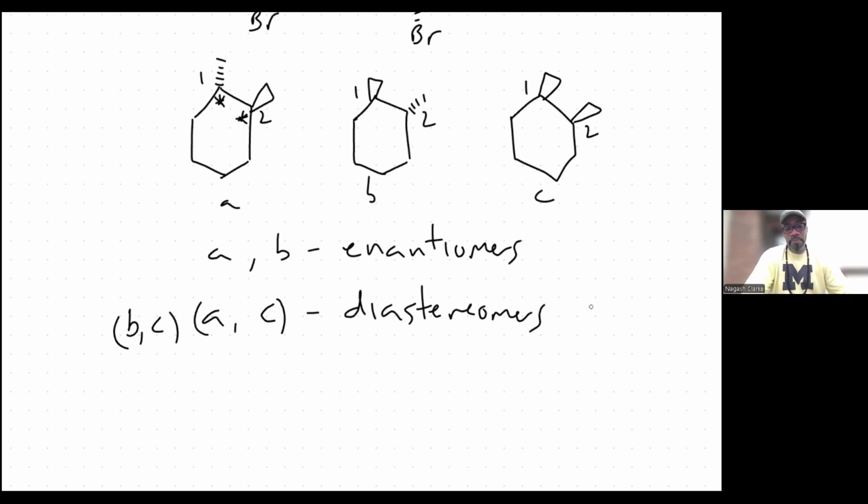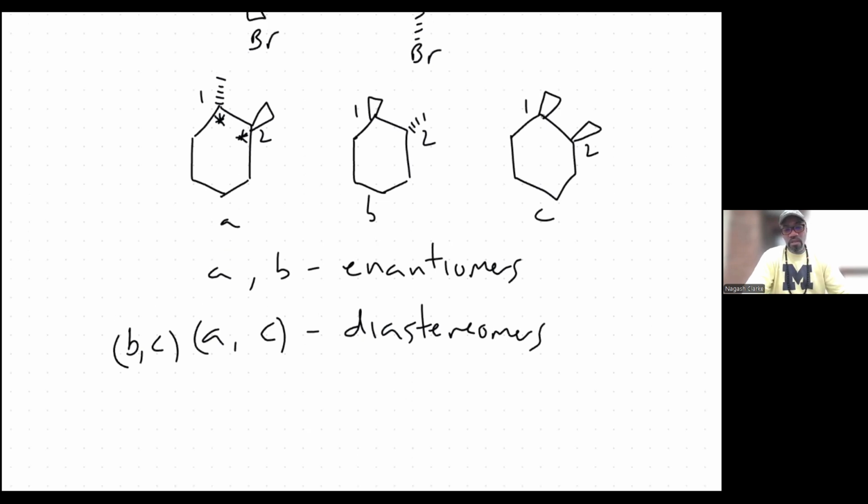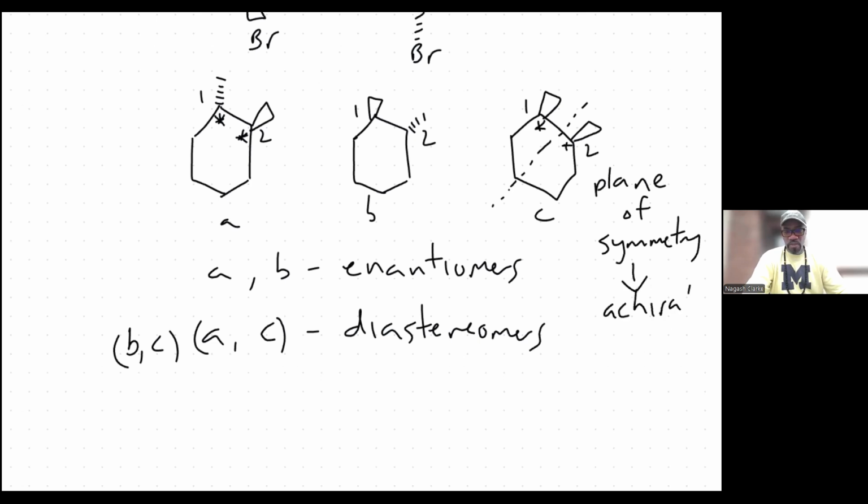Okay. So something interesting about C is that there is a plane of symmetry. When I have a plane of symmetry between my chiral carbons, this molecule is considered achiral, or we call it a meso.